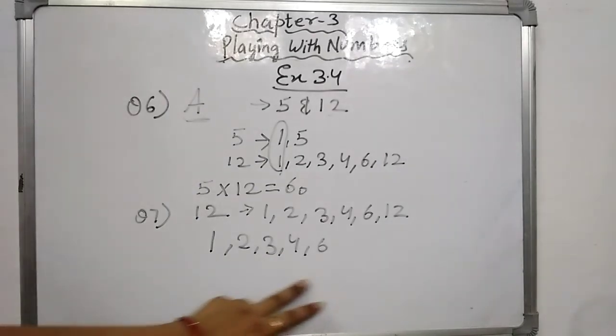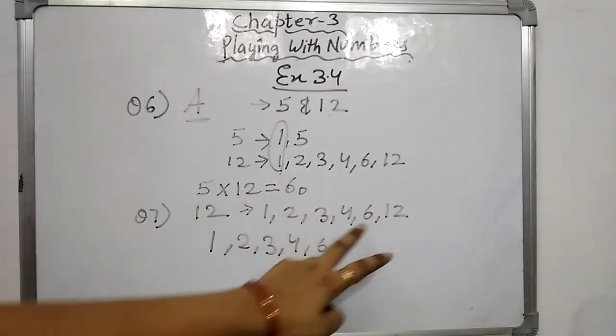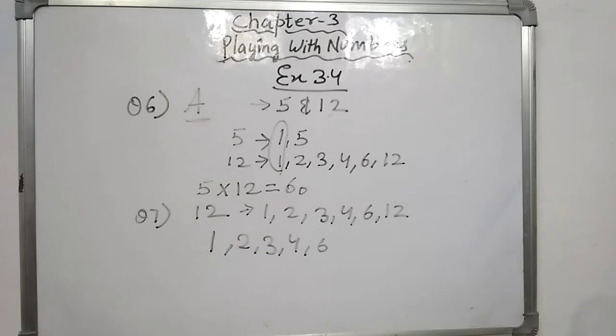So these are numbers other than 12 that can divide that given number exactly. So this is all. This exercise is finished. Thank you.